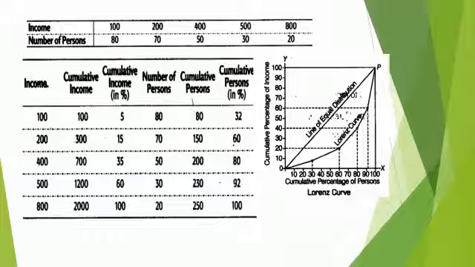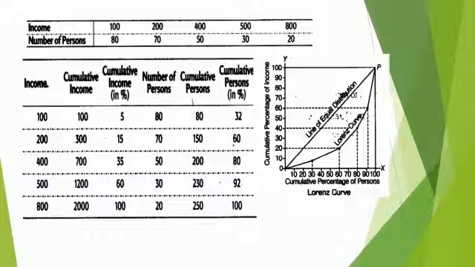This is the cumulative value of the income. Then we have to find the percentage of the cumulative income. The cumulative income total is 2000. So find each and every term, you have to find the percentage. First one, 100 divided by 2000 into 100. The percentage is 5.